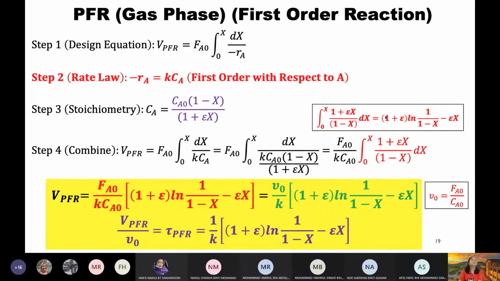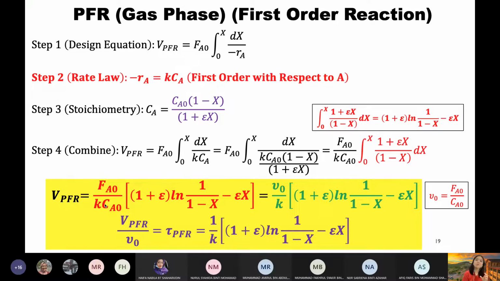Okay, so come back to this. The solution for this integral is combined with FA0 and KCA0. So I combine it with the front part, copy the integral solution, and I get the final equation to find the volume of the PFR. So again, this formula is specific for PFR, first order reaction, gas phase. Just now we found first order PFR, but that was first order PFR liquid. This is first order PFR gas, so the equation is different, because the concentration is different and the expression becomes different. Okay, same concept. To find the volume, you must know FA0, K, CA0, epsilon, and X.